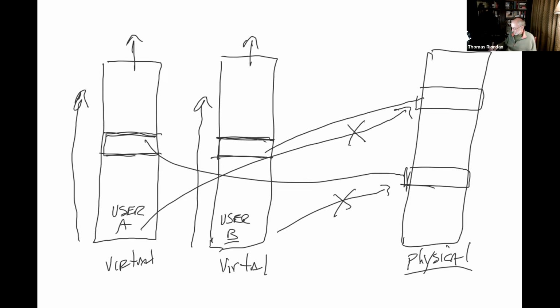And so that's the magic. How do you do that? How do you keep user B from accessing user A's physical memory space and vice versa? The way we're going to do that is that we're going to have to check every time user B or user A generates a memory address. We are going to have to check to see whether that memory address is to a place that is mapped for him.